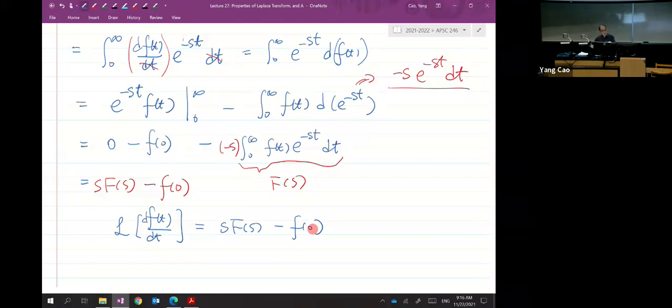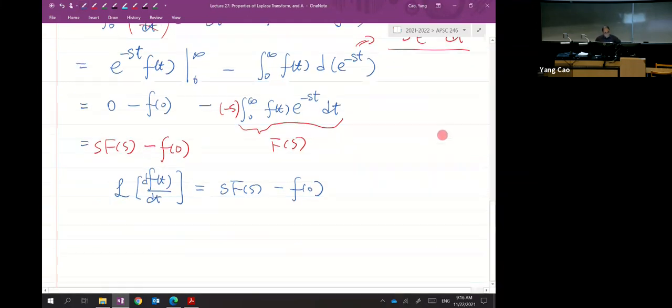In the next lecture, not today's lecture, we're going to use the Laplace transform to solve second order differential equations. The first step of the procedure is to transform the time differential equation into a Laplace equation, an s equation. So we're going to take the Laplace transform of both sides, right? Then you will need this property.